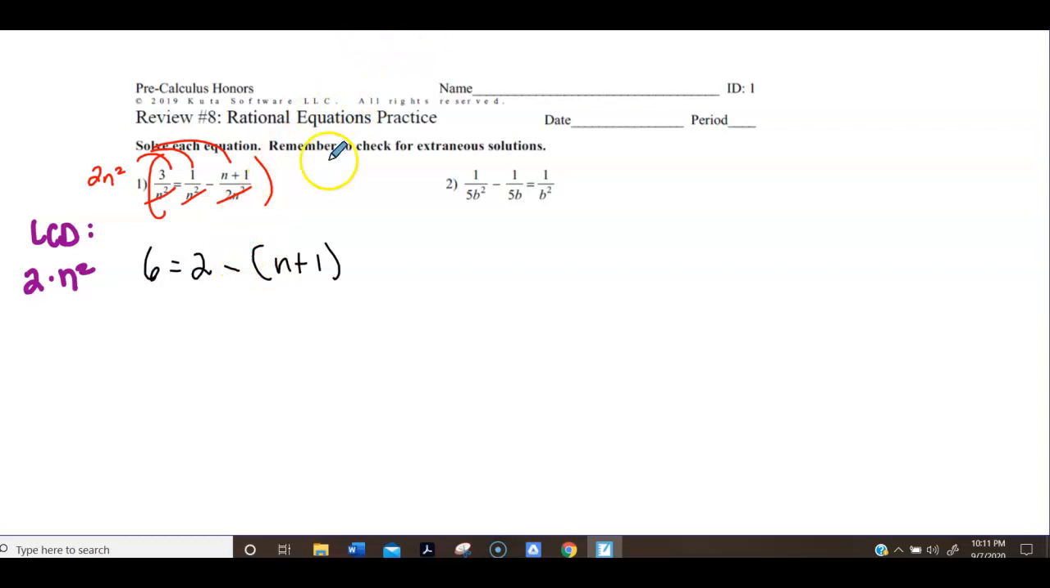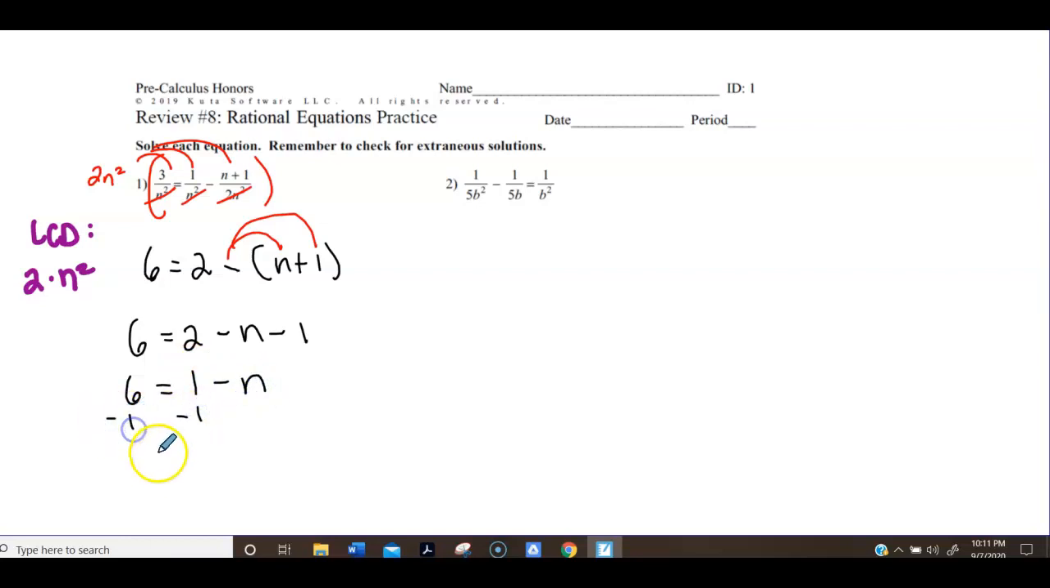But the reason why some of us are going to miss this is because the negative is going to distribute through the parentheses. So now I have 6 equals 2 subtract n subtract 1. And 2 subtract 1 is 1 subtract n. You'll subtract the 1 to the left. 5 equals negative n, and so n is equal to negative 5.